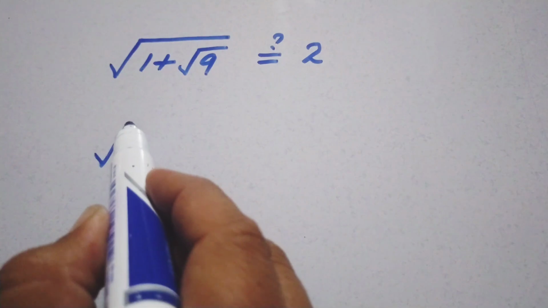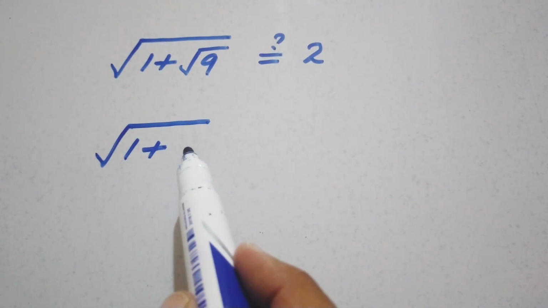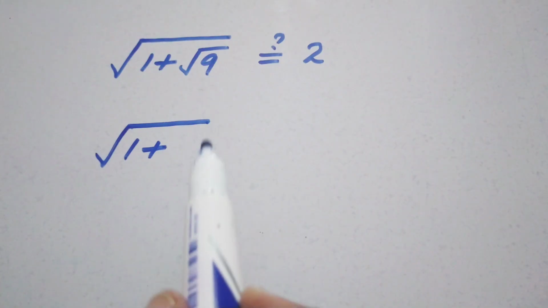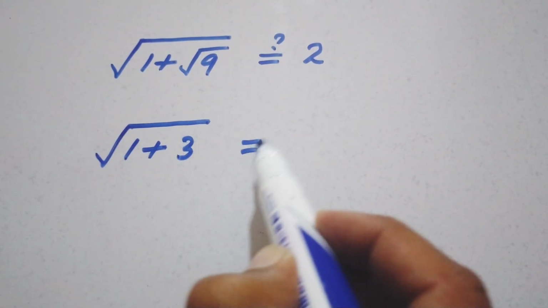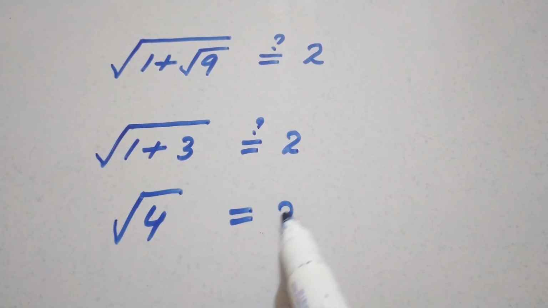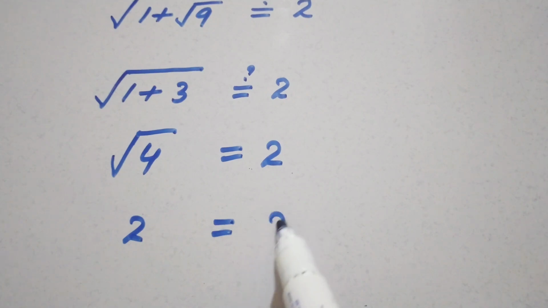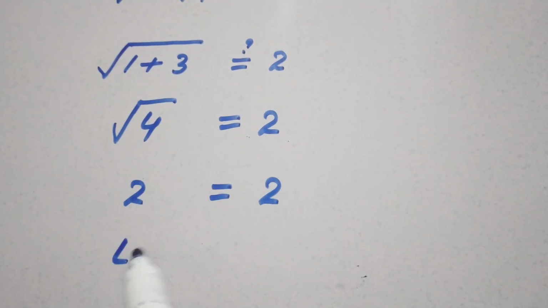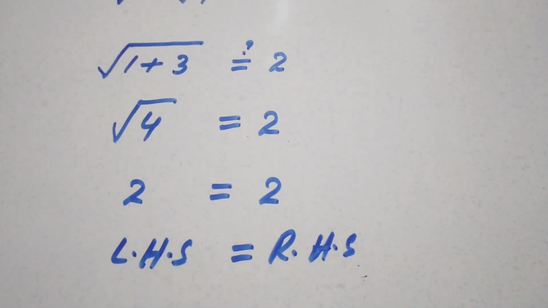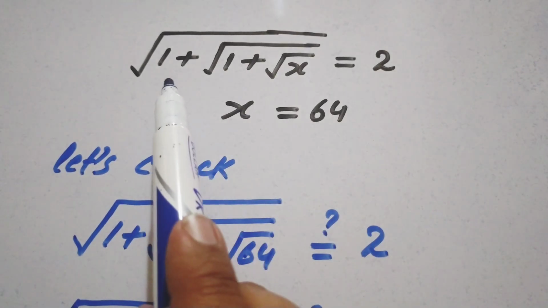So now 1 plus square root of 9 is 3, since 3 squared is 9 and this square is canceled by the square root. It gives us 3. 3 plus 1 gives us 4. Square root of 4 is equal to 2. We know that square root of 4 is 2. So left hand side is equal to right hand side. It means that x is equal to 64, which is valid for this equation.